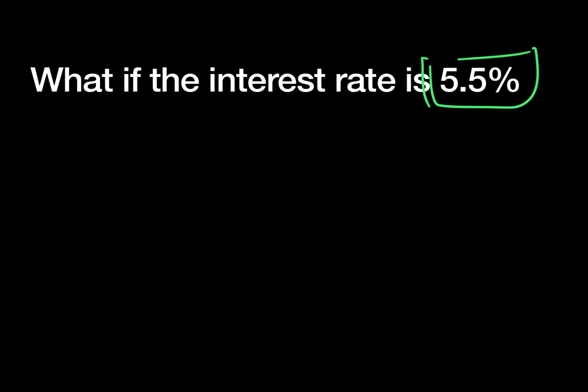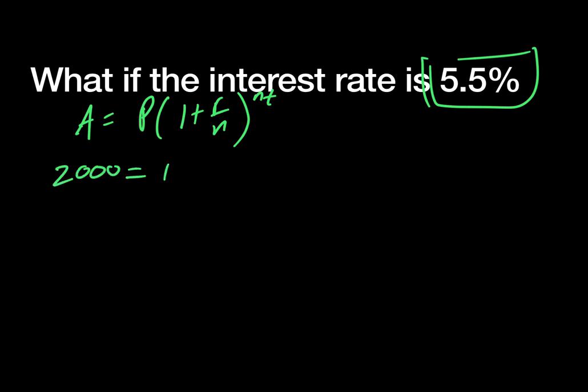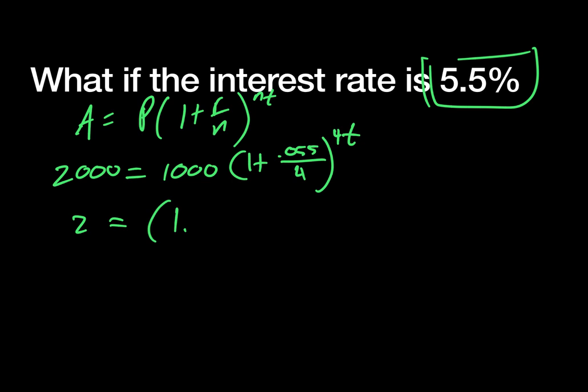So using that, I'm just going to write down the equation here. A equals P times 1 plus r over n to the nt. Doubling, that stays the same. This stayed the same. 1 plus, the rate's now 5.5%, so 0.055 over 4 to the 4t. This will be 2 equals 1 point, what's 0.055 divided by 4? So this would be 0.01375 to the 4t.